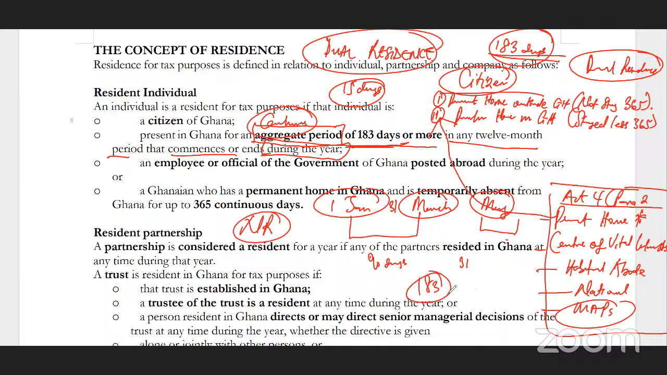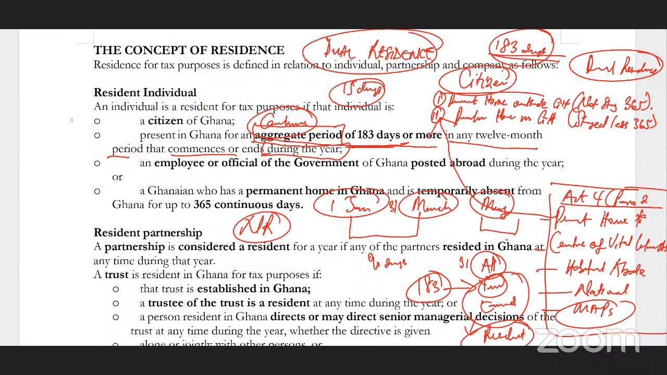And once he stayed more than 183, it means that all the income that Kenichi has, both the one that he brought from his wife and the one that he earned in Ghana, will all be subject to tax in Ghana that year because he now becomes resident. You know, this thing doesn't sound fair, does it?